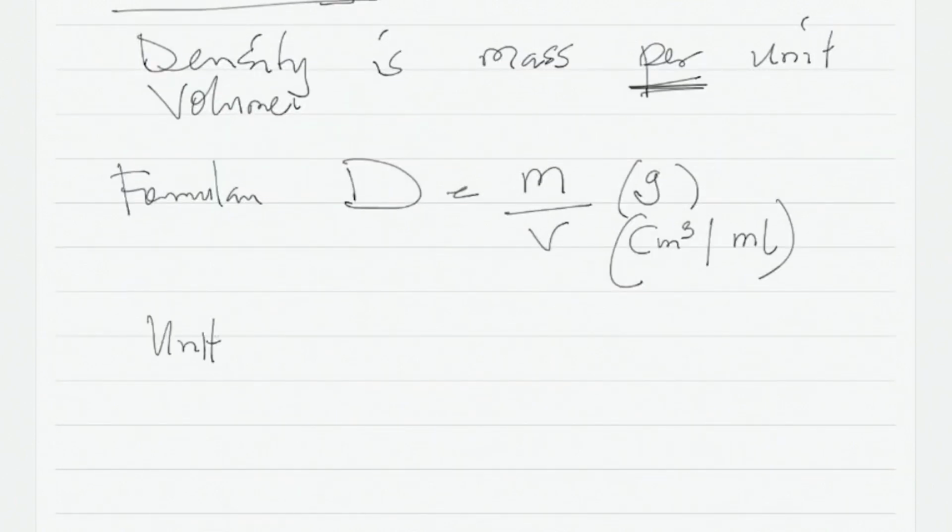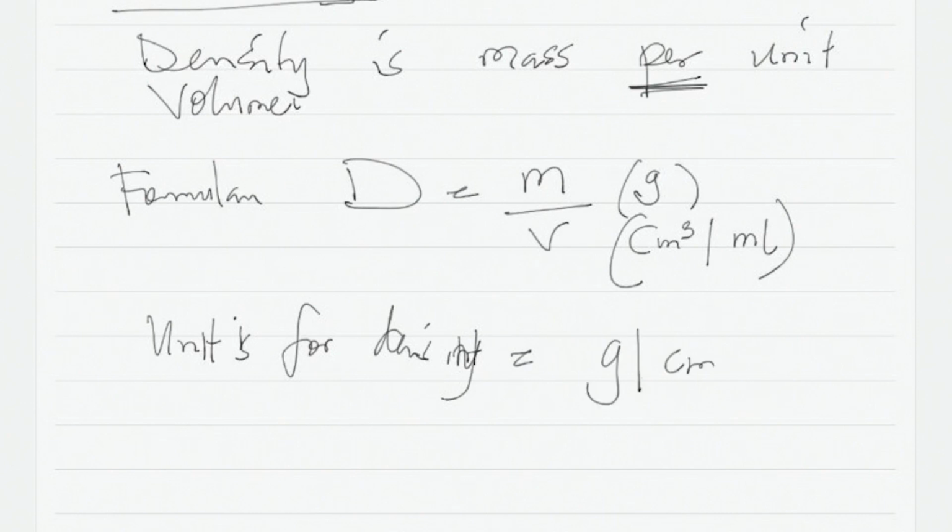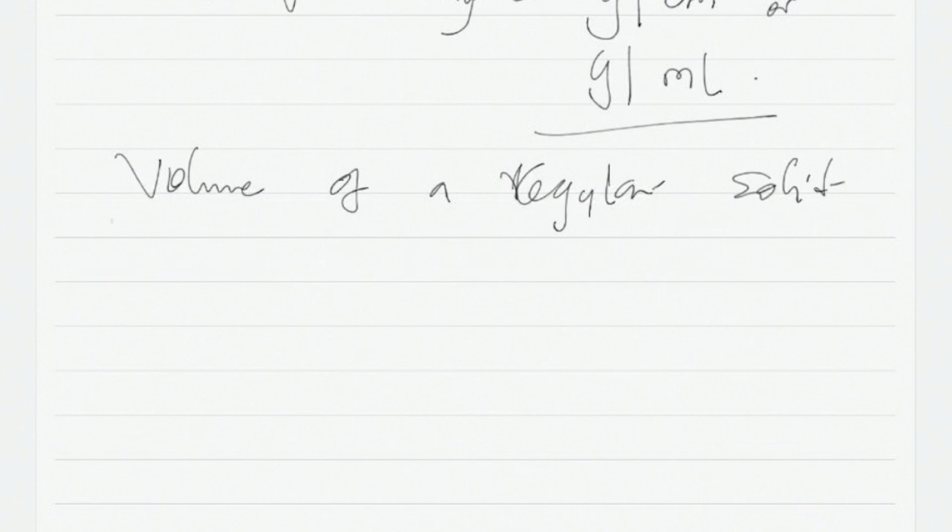Therefore, the units for density are grams per cubic centimeters or grams per mil. Okay. Now, when we look at this question, we cannot answer this one without the knowledge on how to find the volume of a regular and irregular solid. Volume of a regular solid.